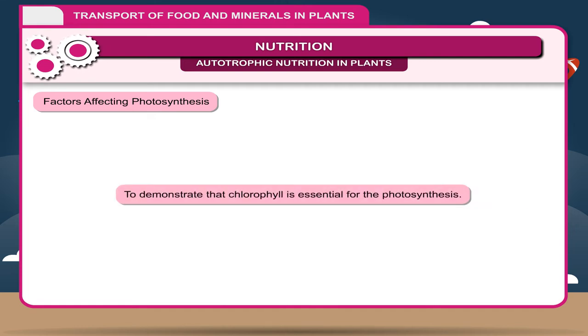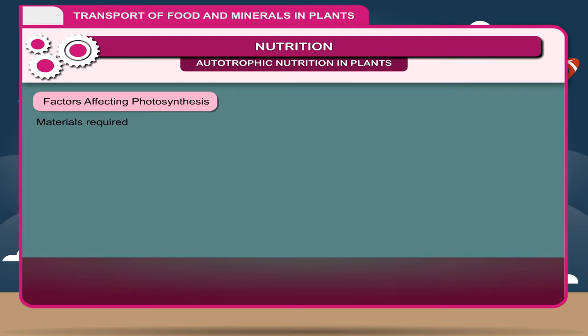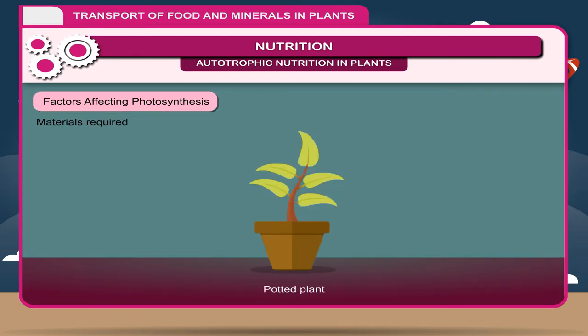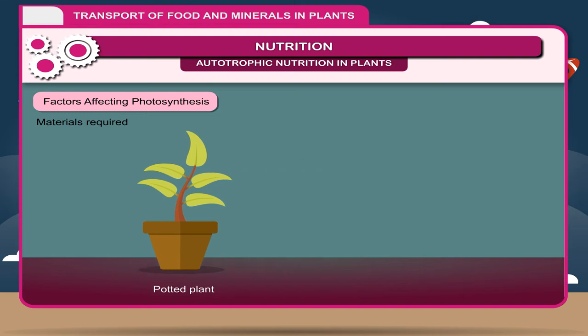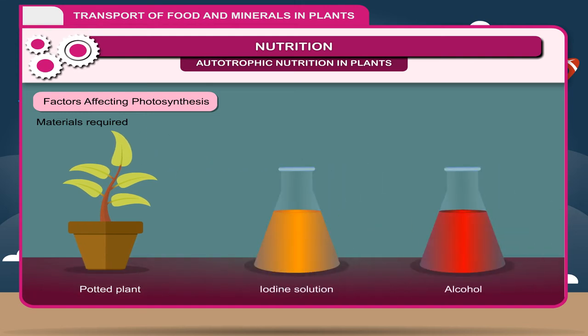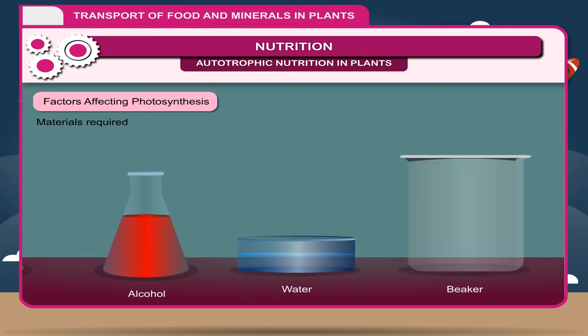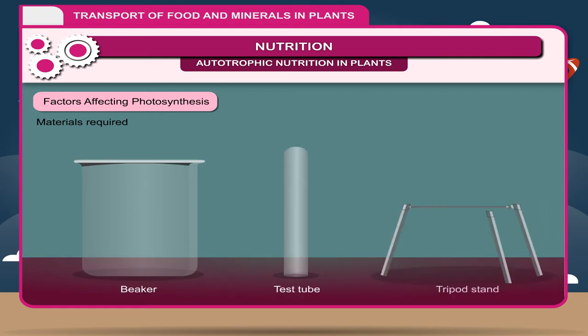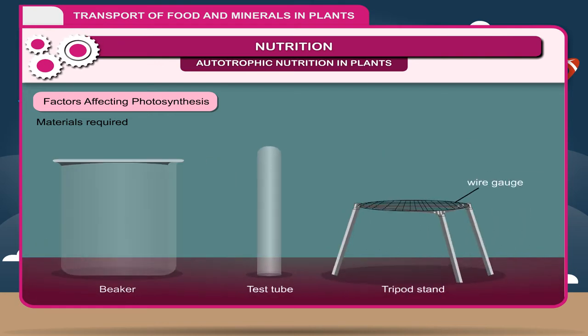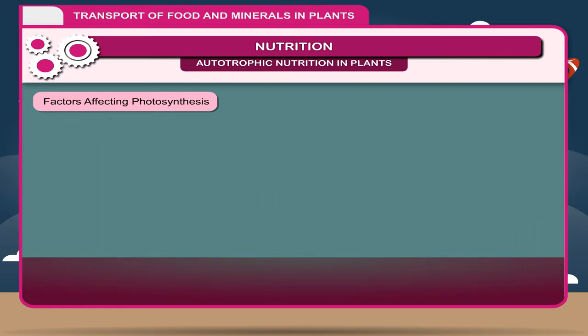Activity. To demonstrate that chlorophyll is essential for the photosynthesis. Materials required. Potted plant, croton or coleus, which have green and yellow parts, iodine solution, alcohol, water, beaker, test tube, tripod stand, wire gauge and burner.